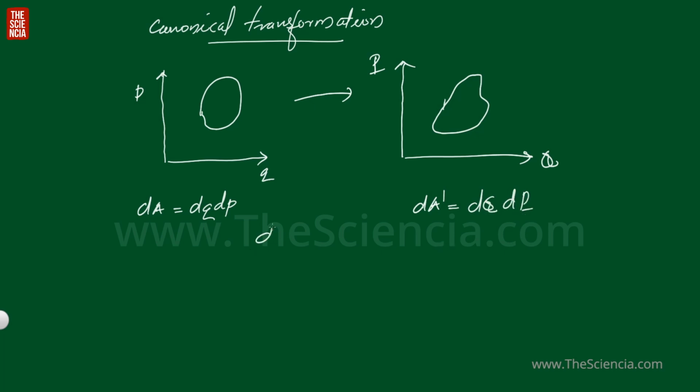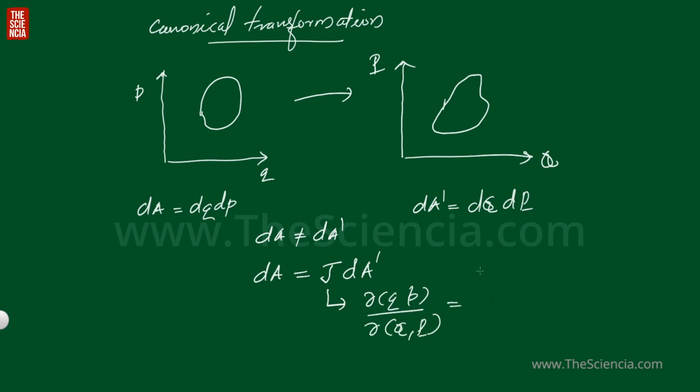But I told you this dA is not equal to dA prime, but they are connected through a Jacobian, that is dA will be equal to J dA prime. And I told you what is Jacobian. It is nothing but a Poisson bracket, that is Poisson bracket of Q, P with respect to q, p, that is equal to the determinant: dou Q by dou q, dou Q by dou p, dou P by dou q, dou P by dou p.